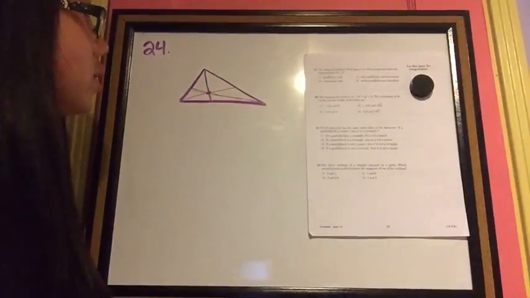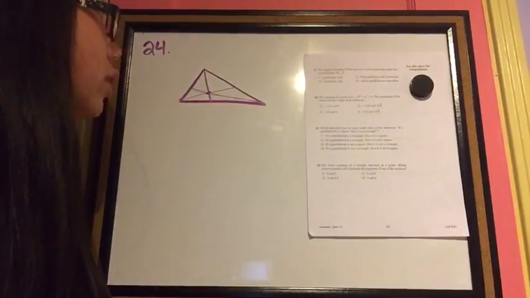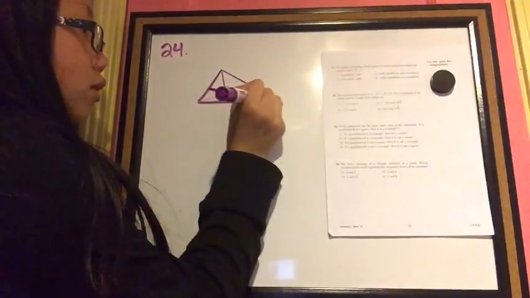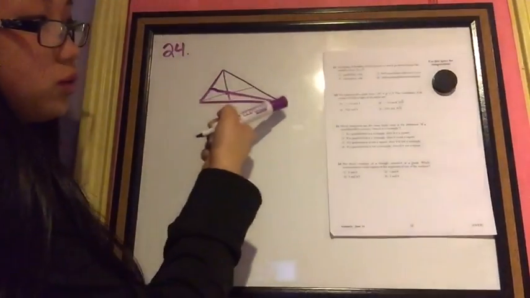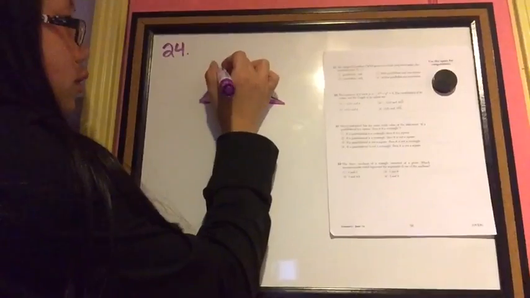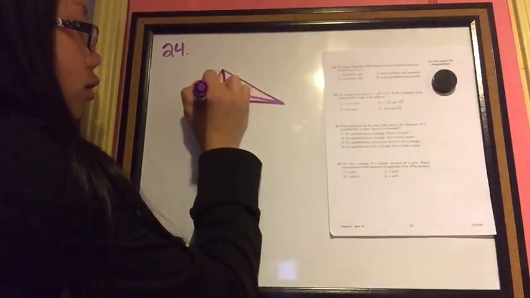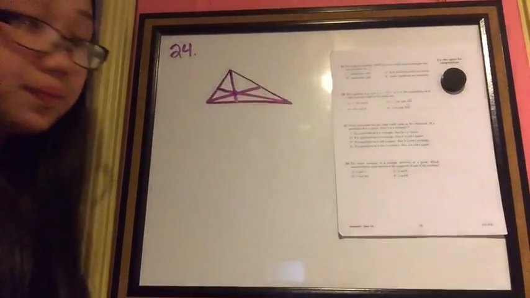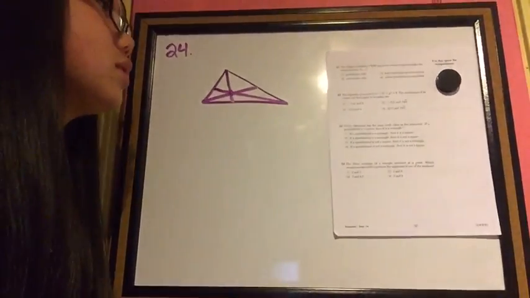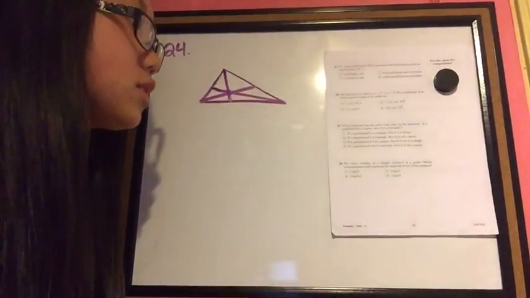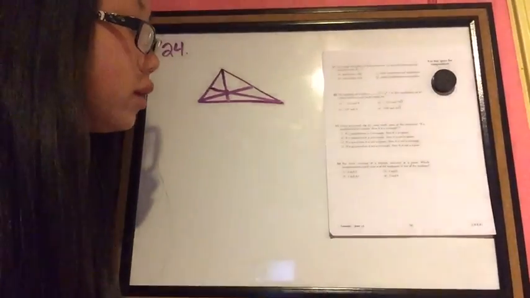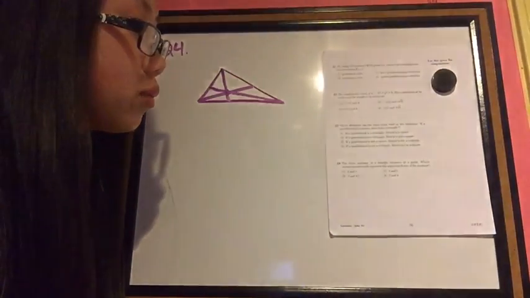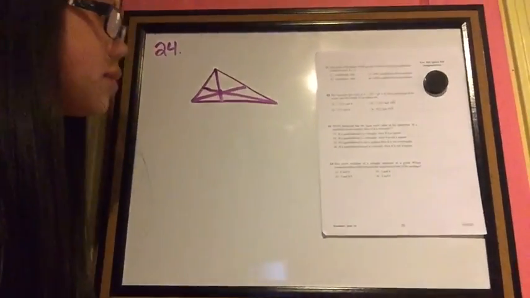So number 24 is asking about the medians of a triangle. These medians go from the center of the side to the opposite angle, and they intersect and form the centroid, which is the middle point. Number 24 says the 3 medians of a triangle intersect at a point. Which of these measurements could represent the segments of one of the medians?